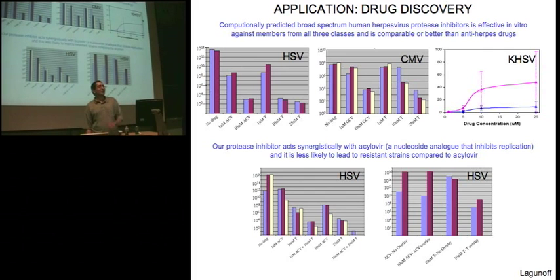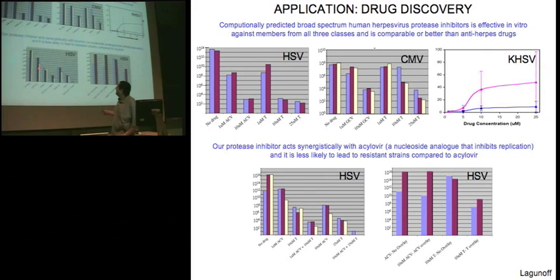Believe it or not, chickenpox is a herpes virus, if you didn't know that. It's a virus of disaster. Cytomegalovirus kills about 10% of transplant patients. Kaposi's sarcoma-associated herpes virus is something that most people infected with HIV are co-infected with, all these herpes viruses.